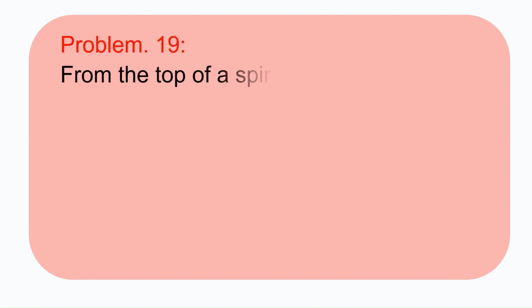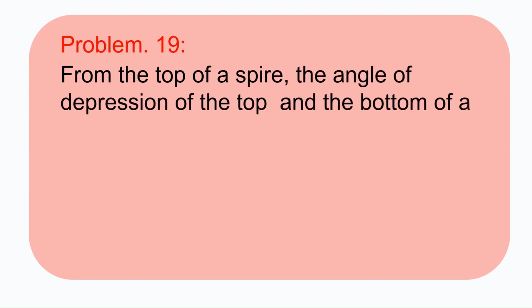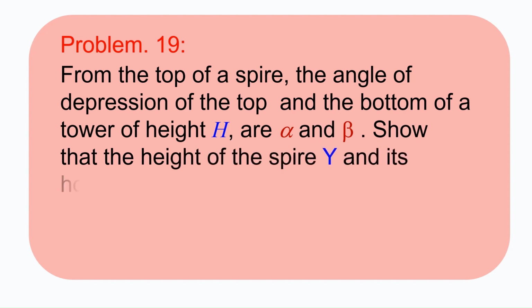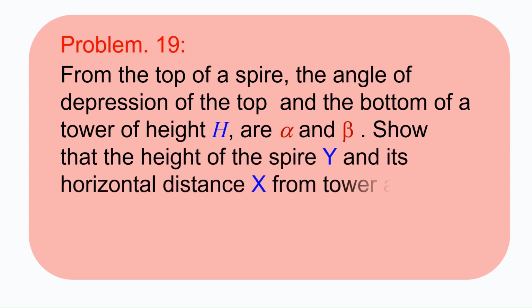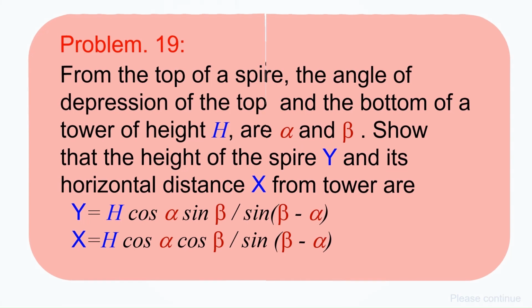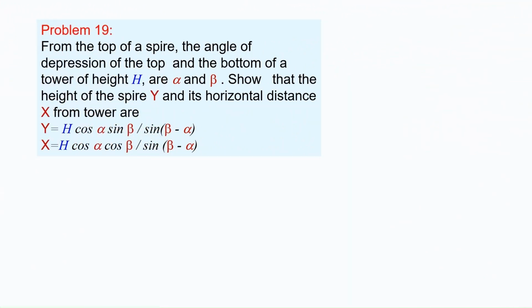Problem number 19. From the top of a spire, the angles of depression of the top and the bottom of a tower of height h are alpha and beta. Show that the height of the spire y and its horizontal distance x from the tower are: y equals h times cosine of alpha and sine of beta divided by sine of beta minus alpha; x equals h times cosine of alpha and cosine of beta divided by sine of beta minus alpha. Imagine the scenario on the ground, and then convert this picture into a simple geometry.